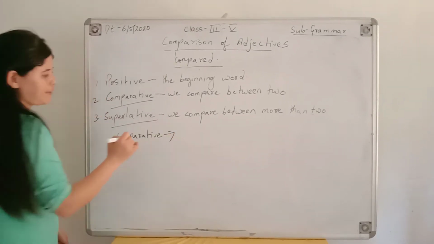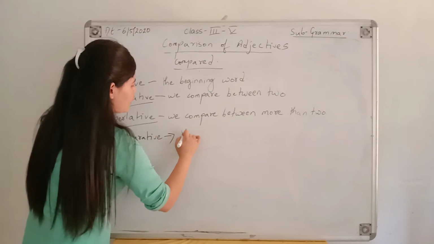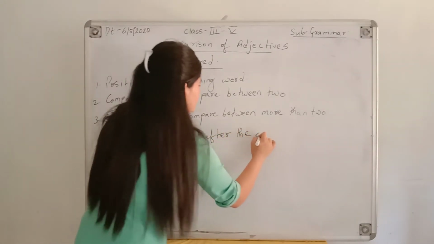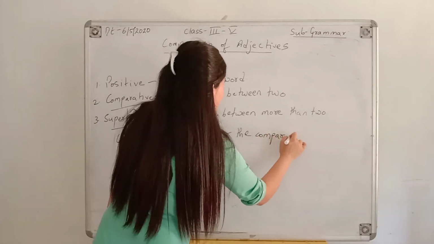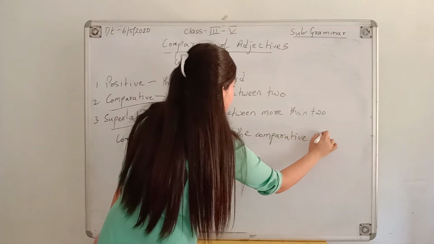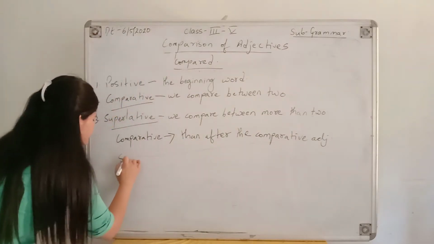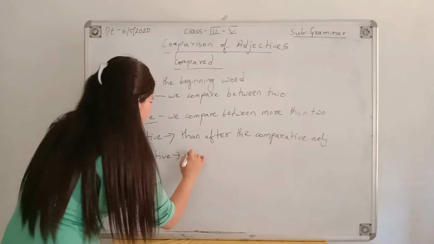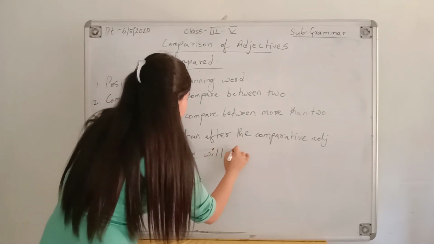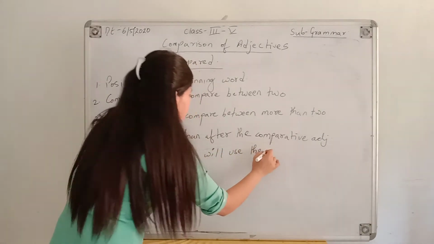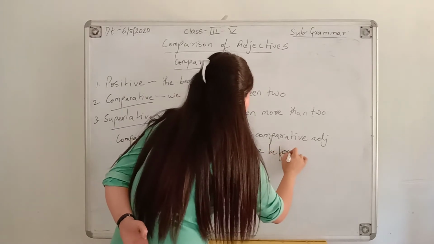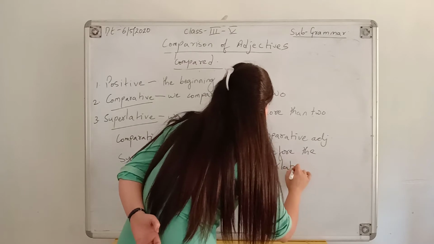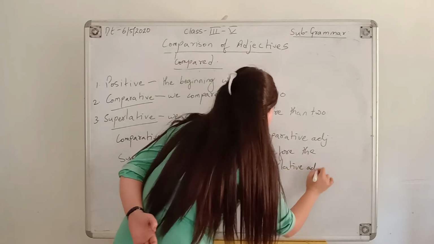When we look at the comparative and superlative forms, in comparative, when we are comparing, we will use the word than after the comparative adjective, and in superlative we will use the before the superlative adjective.